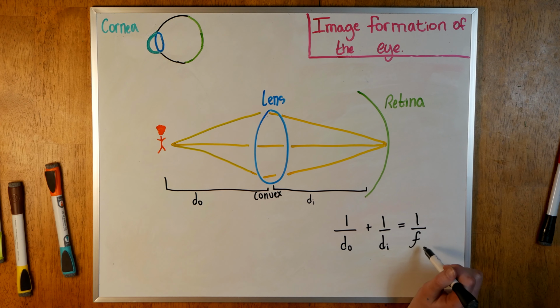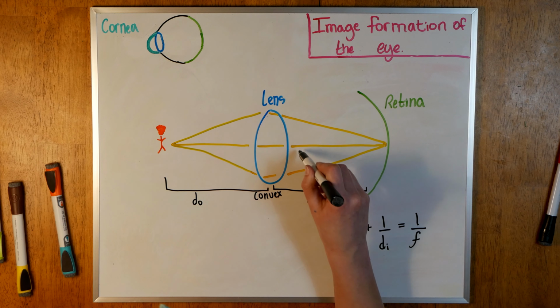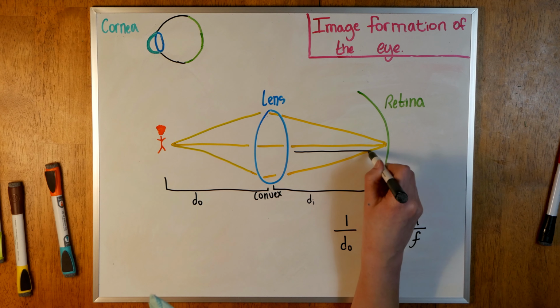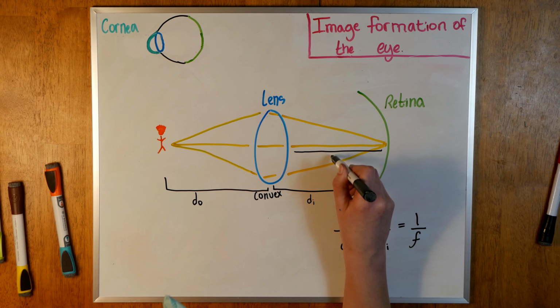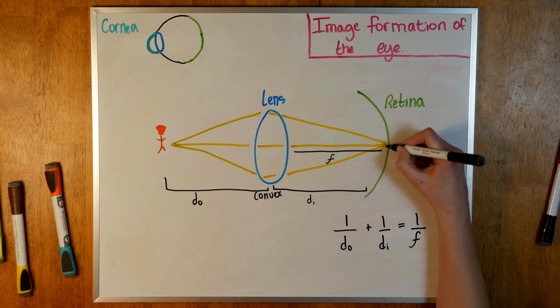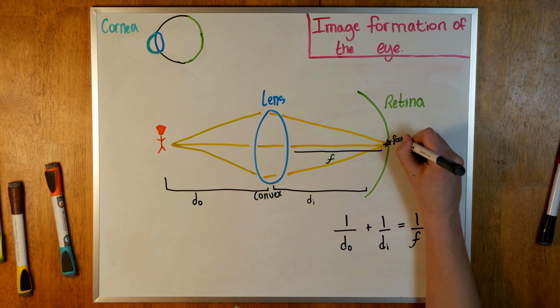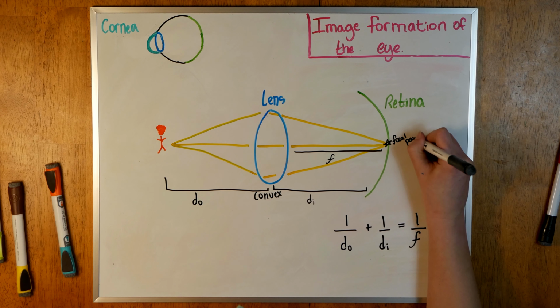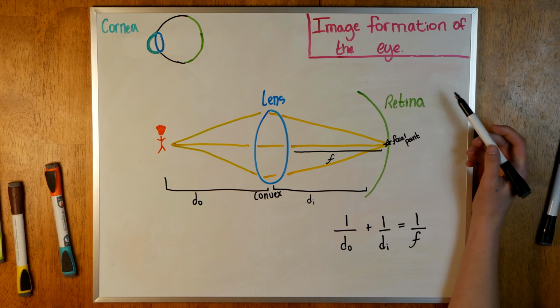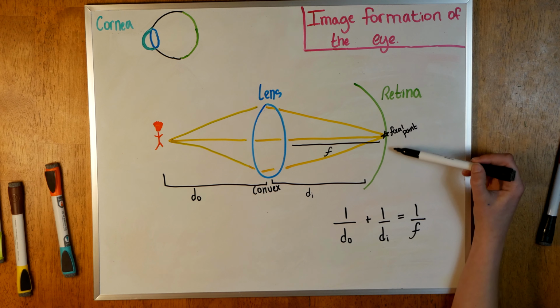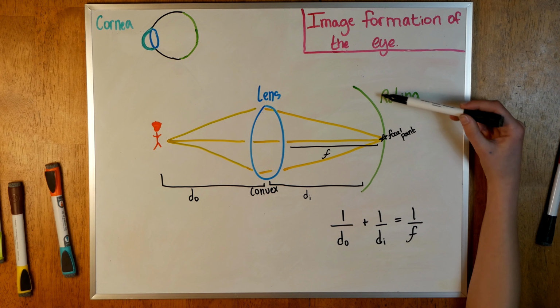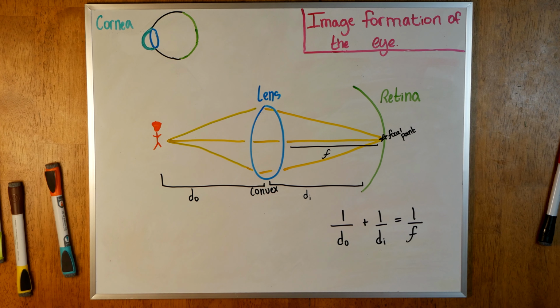And then the focal length, or f, is the distance that it takes for this light to converge onto one spot. That one spot is called the focal point. And in our eye, the focal point is always going to be on the retina because that is where we want to have our sharp image.